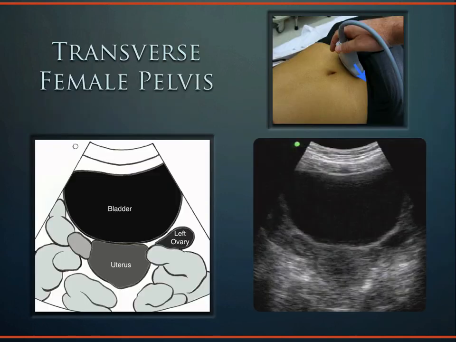And this is what it looks like in the female pelvis. We've got this nice full bladder, rectangularly shaped bladder, and we look posterior to it, and this is actually the uterus down here. It looks like a little koala bear face with the ear over here of the ovary.